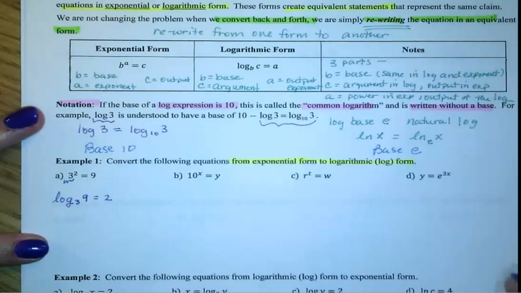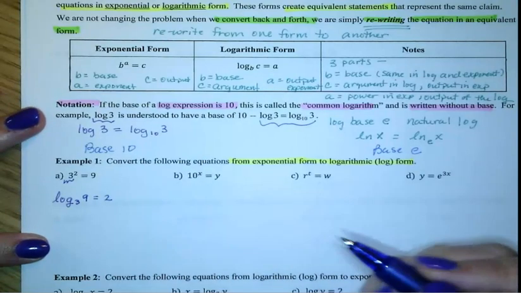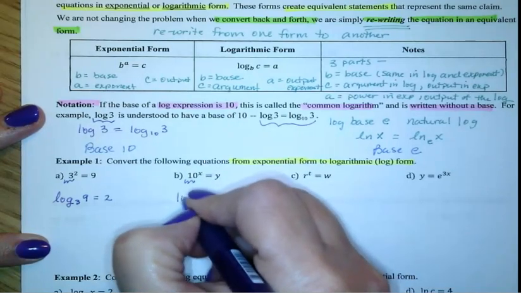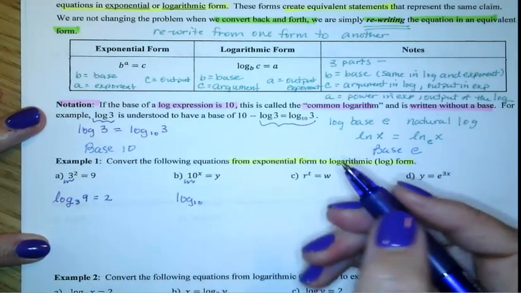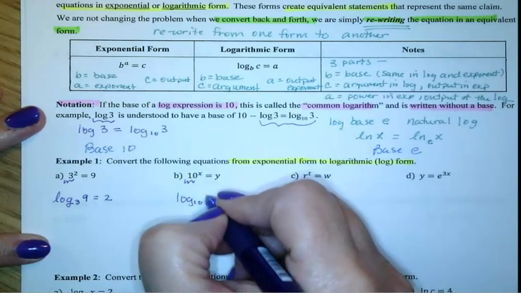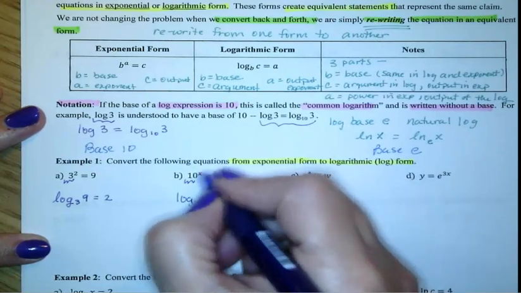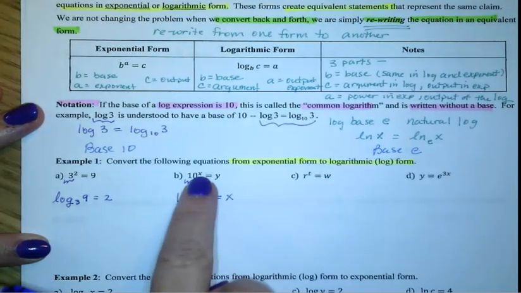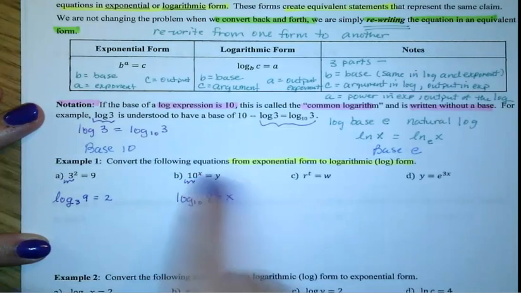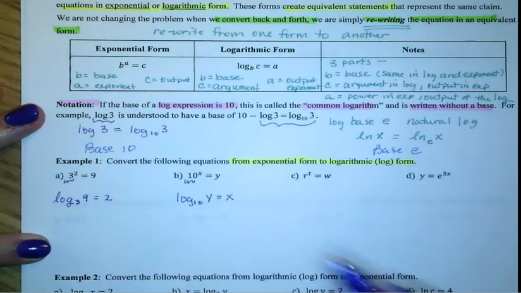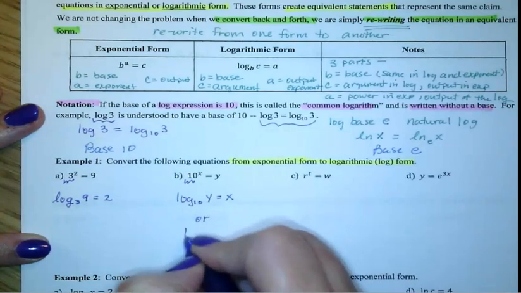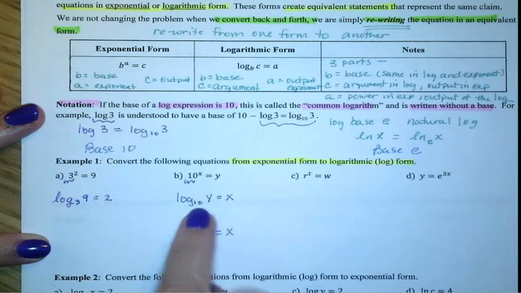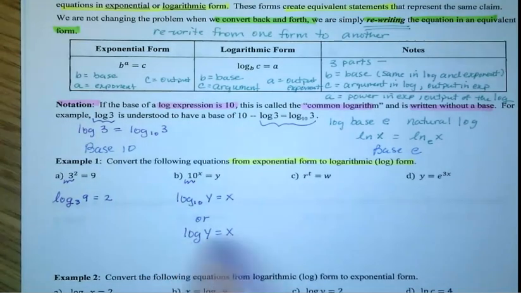Okay, so let's do the next one. Again, start with what's the base. My base is 10. So I'm going to say log base 10. What is my argument going to be? y. And then the output, remember, is the exponent. It's the power of the exponent. So that's going to be x. So the output of the log is the power of the exponential form. This is one way you could see it, or you could just simply see log of y equals x, because we know when it's base 10 that this is our commonly written form.